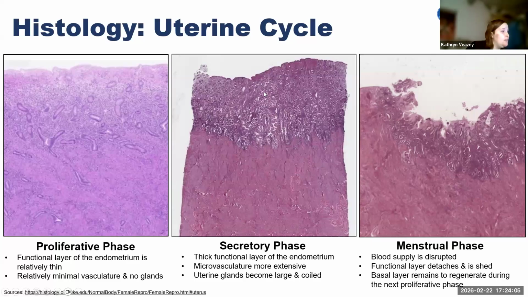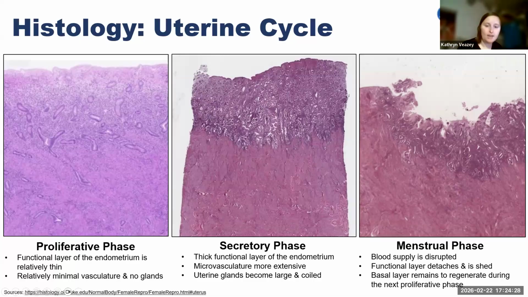We can see a lot of examples of that here. And this is because we're actually starting to secrete things. So we need large glands with big lumens to allow us to get that fluid out. And then in the menstrual phase, we do not have pregnancy, we don't have implantation, and so we're going to reset all this work. We're going to slough off this functional layer, and we're going to leave a basal layer behind so that we can start the process over.